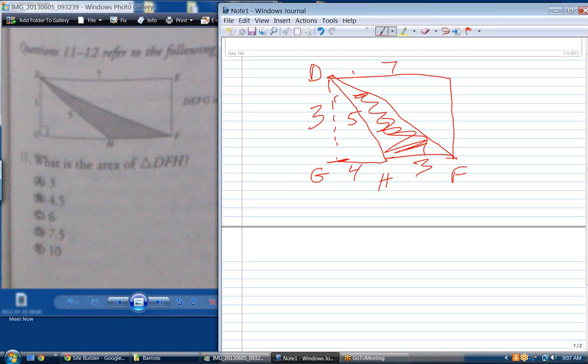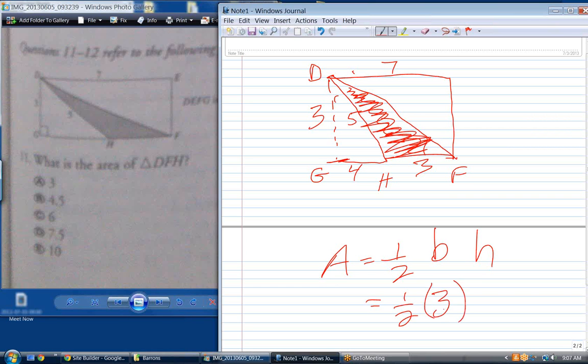Okay, hold on. We're looking at the shaded area right there. So the area is 1/2 base times height. What's the base? I'd say 3. What's the height? Or 3. So 4.5 is that area.